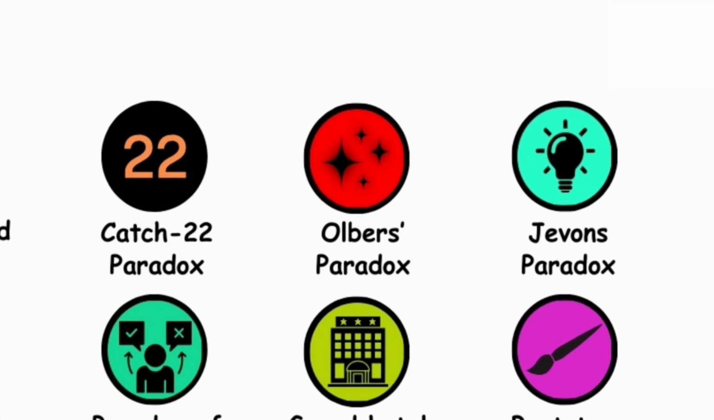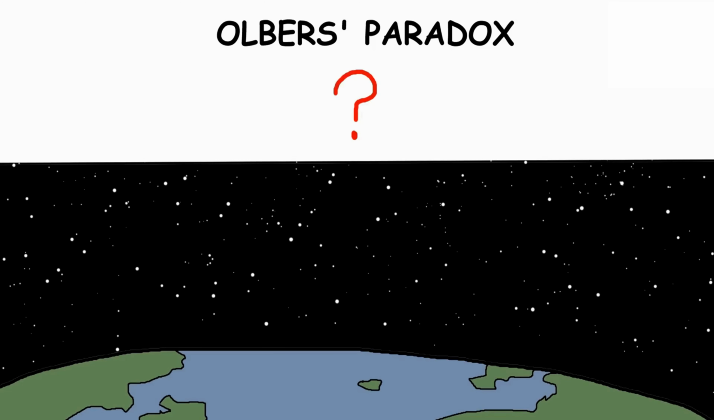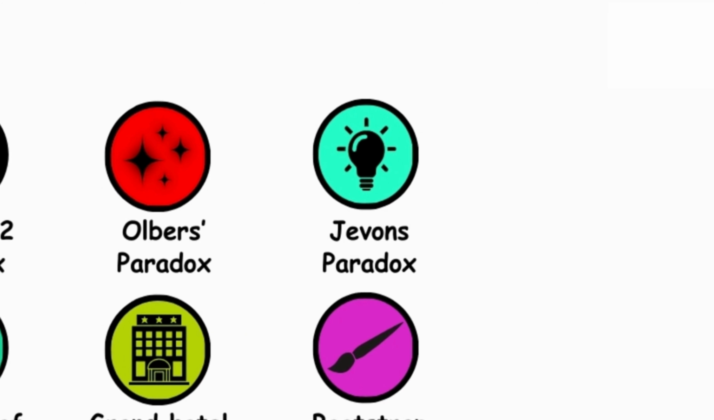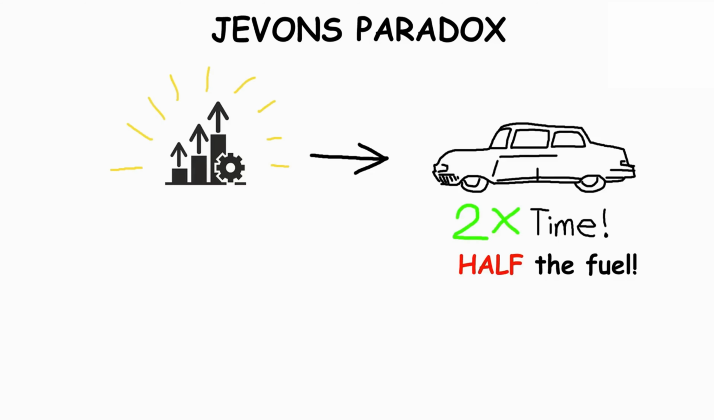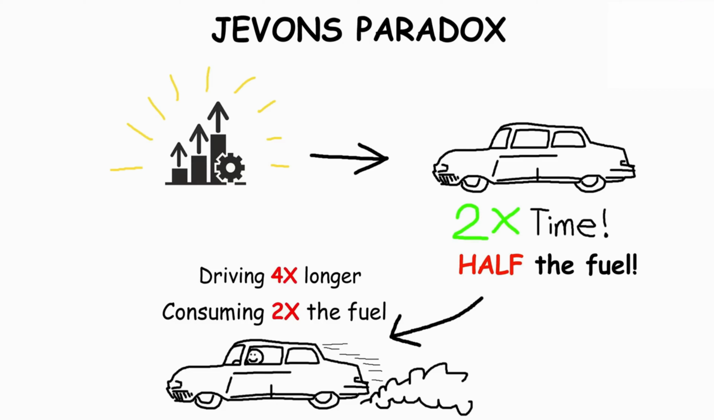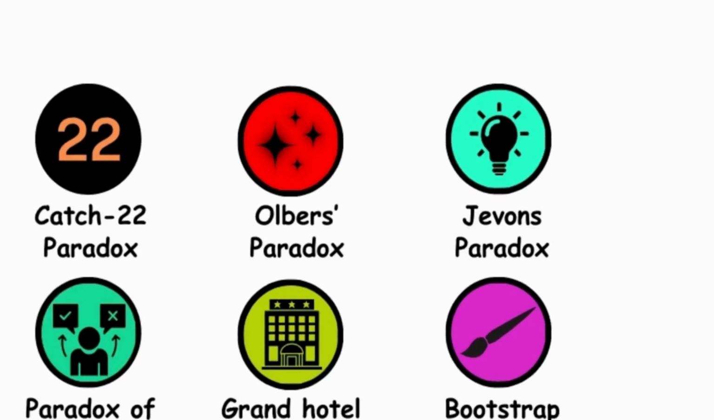Olbers's paradox. Why is the sky dark if there are a vast number of stars in the universe? Jevons paradox. Technological improvements that increase the efficiency of resource use tend to cause an overall increase in resource consumption because people like the product more.